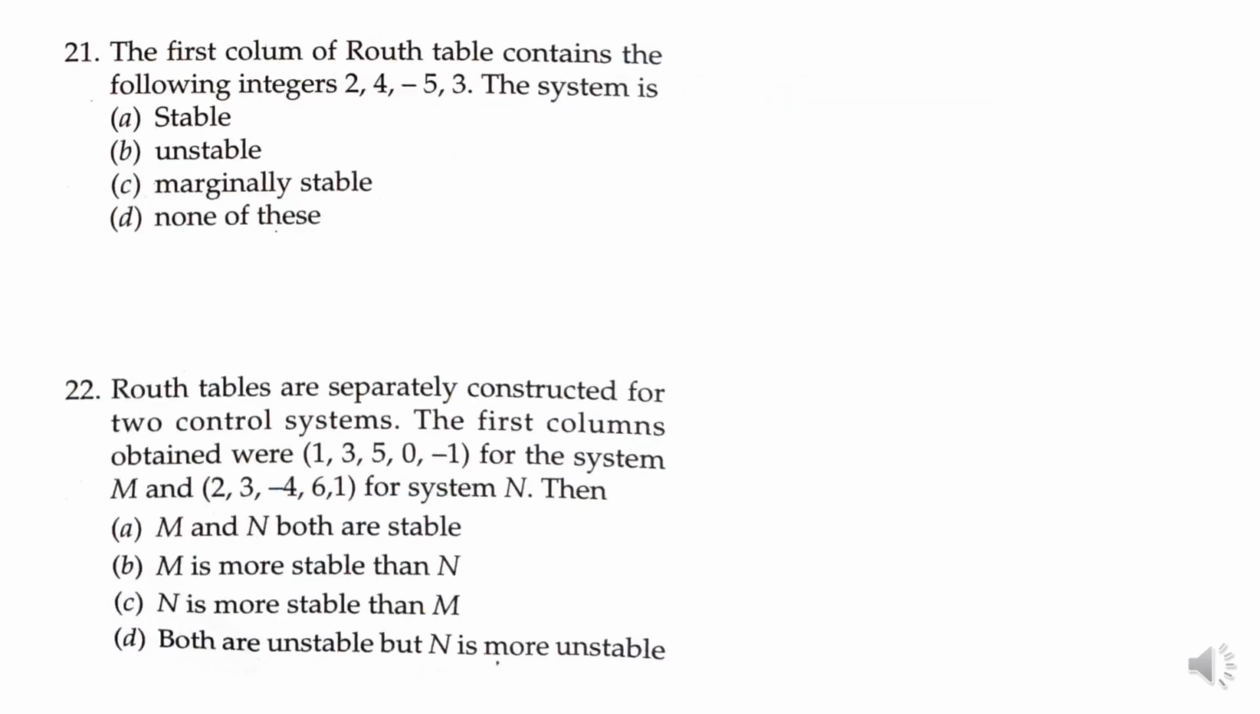Next problem. The first column of the routh table contains the following integers. The system is unstable because there are two sign changes, one from positive to negative, and another from negative to positive. So two roots are in the right half of the S-plane. So the system is unstable. Next problem.